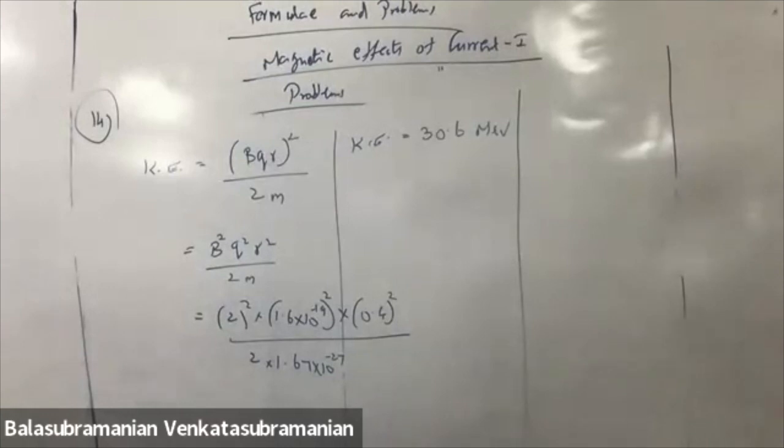15th problem. What is the magnitude of force on a wire of length 0.04 meter placed inside a solenoid near its center, making an angle 30 degrees with its axis? The wire carries a current of 12 ampere. The magnetic field due to the solenoid is of magnitude 0.25 Tesla. Straight formula.